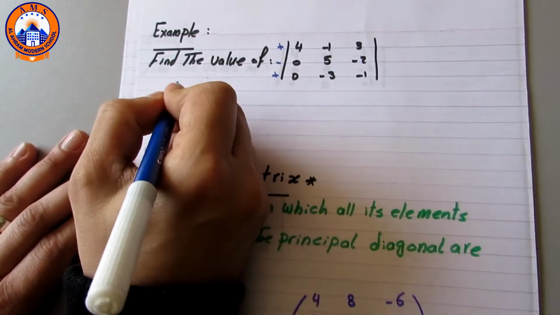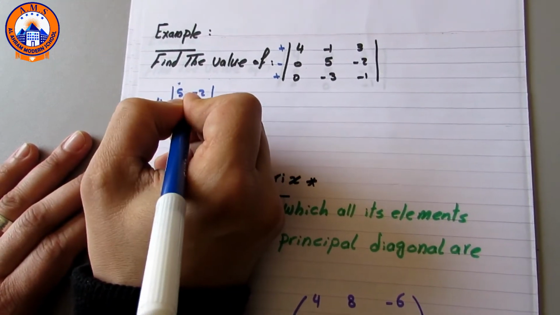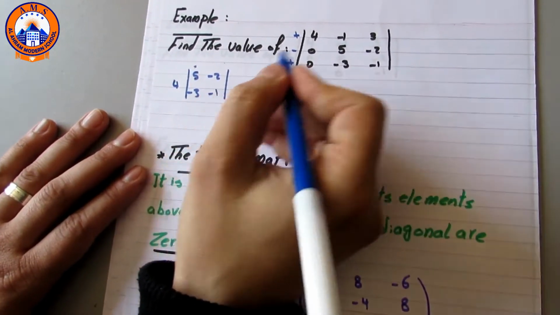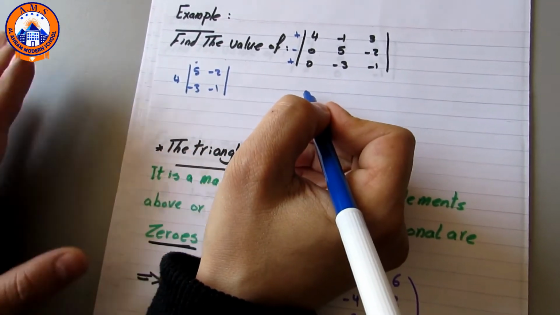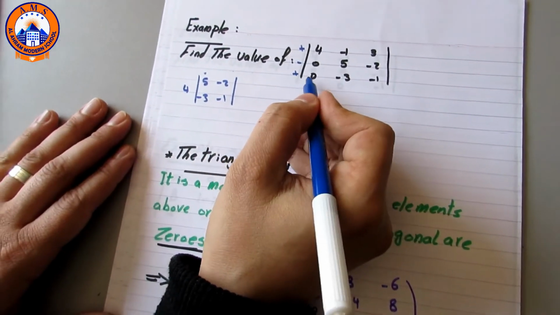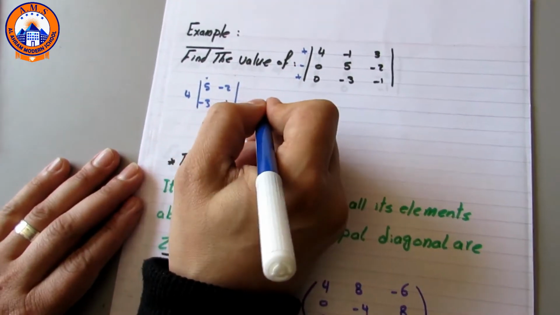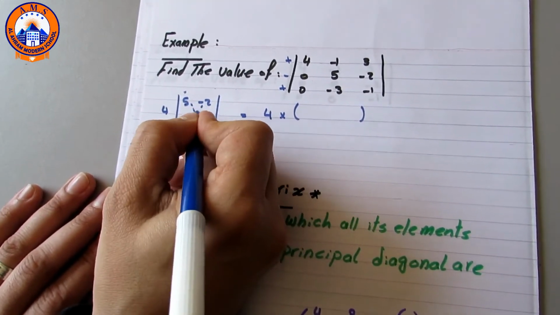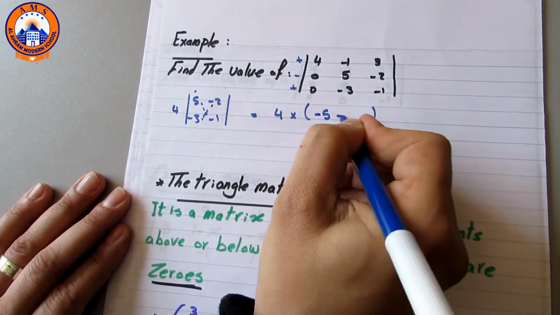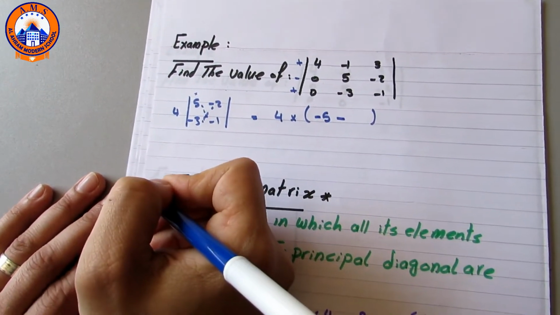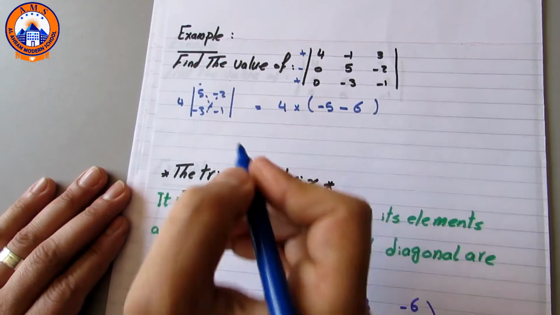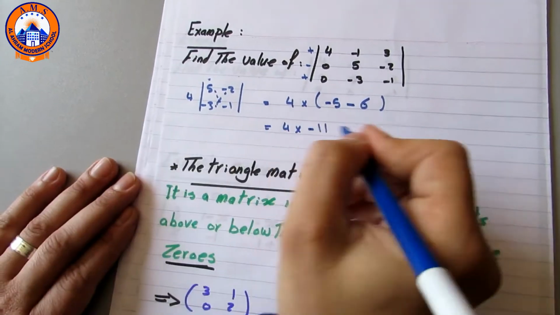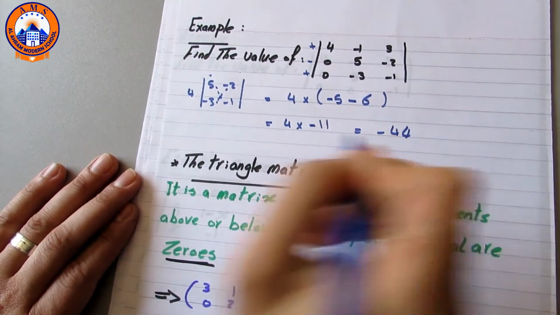What about the remainder? 5, negative 2, negative 3, negative 1. Minus 0 multiply any element equals 0, plus 0 multiply any element equals 0. So the result will be 4 multiply the second order determinant. 5 multiply negative 1, negative 5, minus negative 3 multiply negative 2, positive 6, equals 4 multiply negative 5 and negative 6, equals what? Negative 11. So 4 by negative 11 equals negative 44.